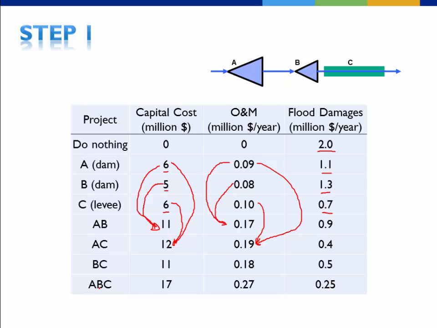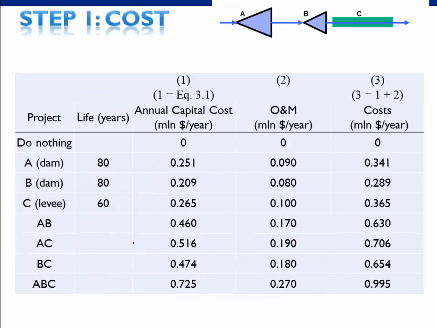So as you can see, as you're building more and more infrastructure, you are reducing the flood damage. But is it worth it to do all of this, or is there any sweet spot or any combination of policies that you may think are the ones that provide you the most benefits given the cost that these alternatives have?